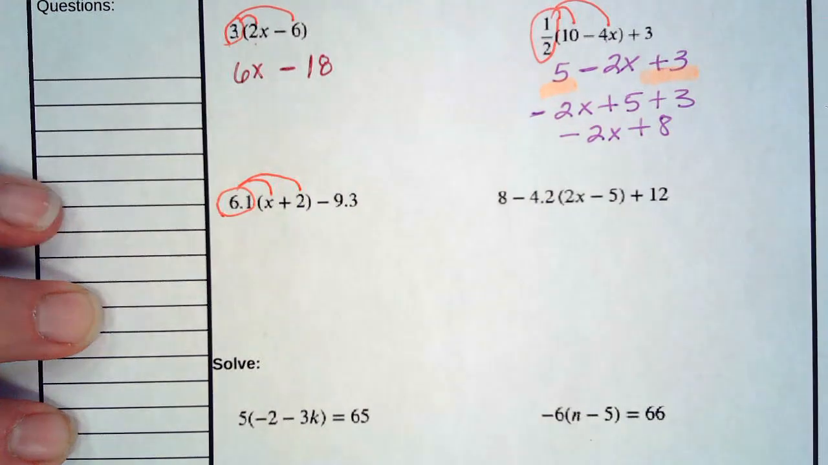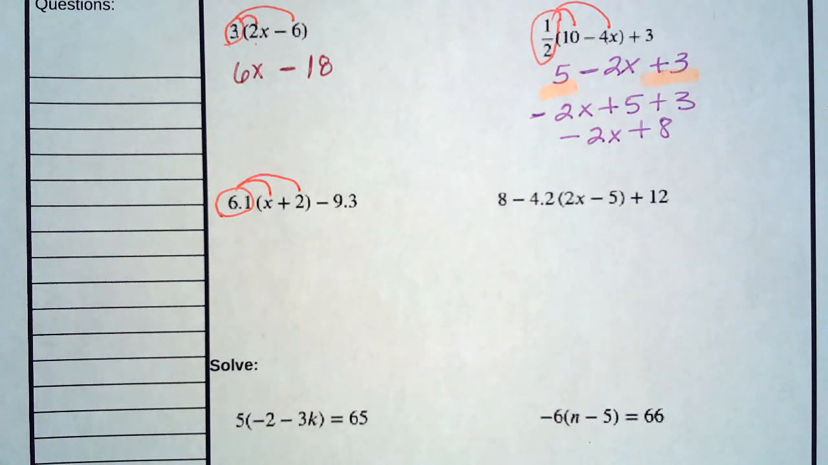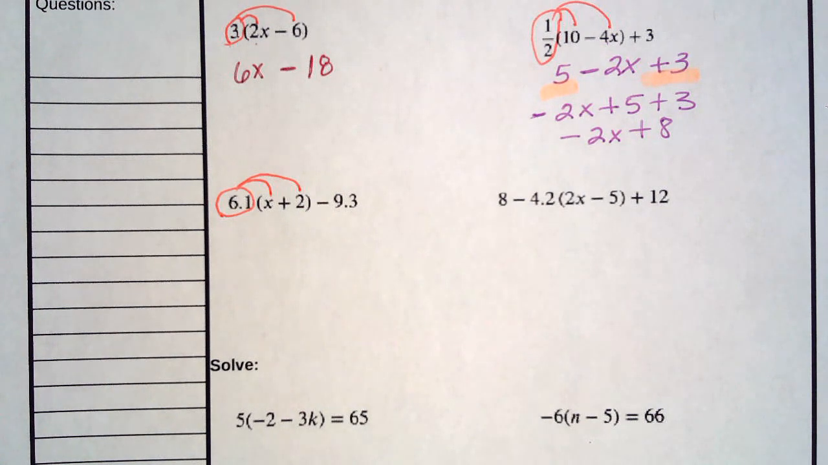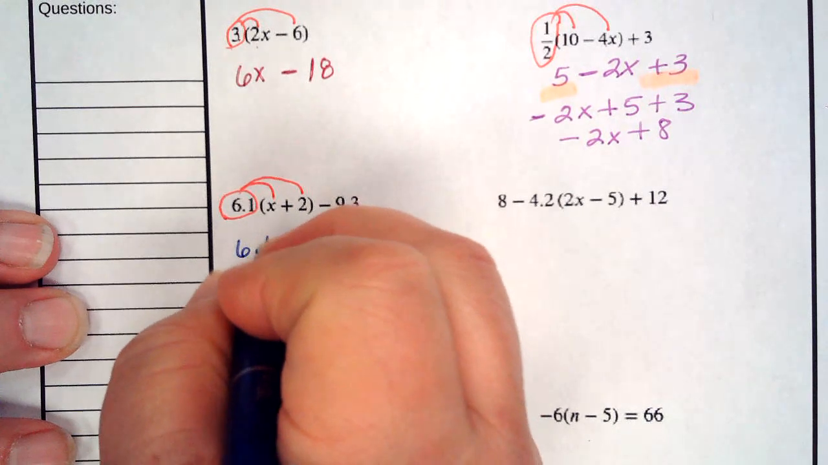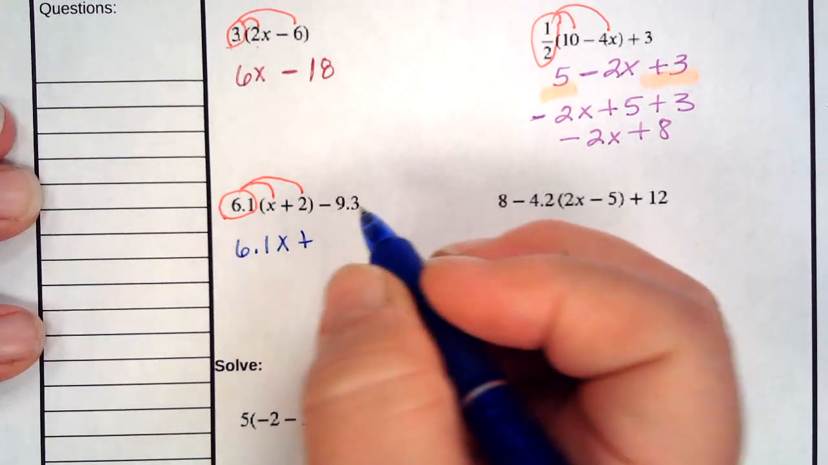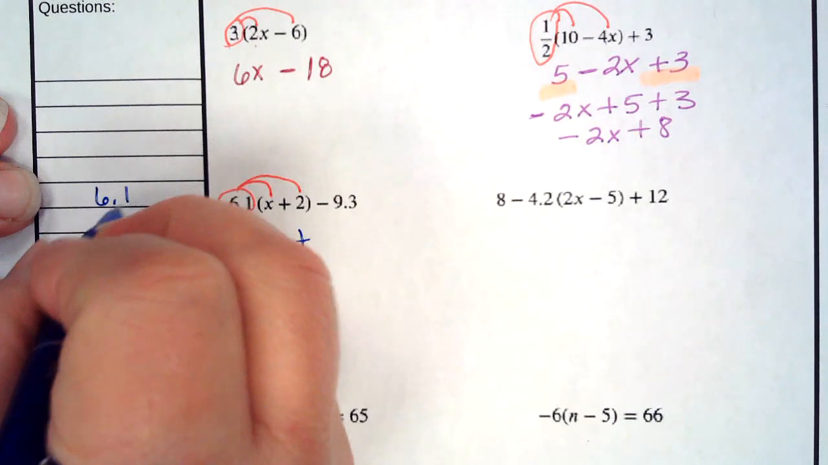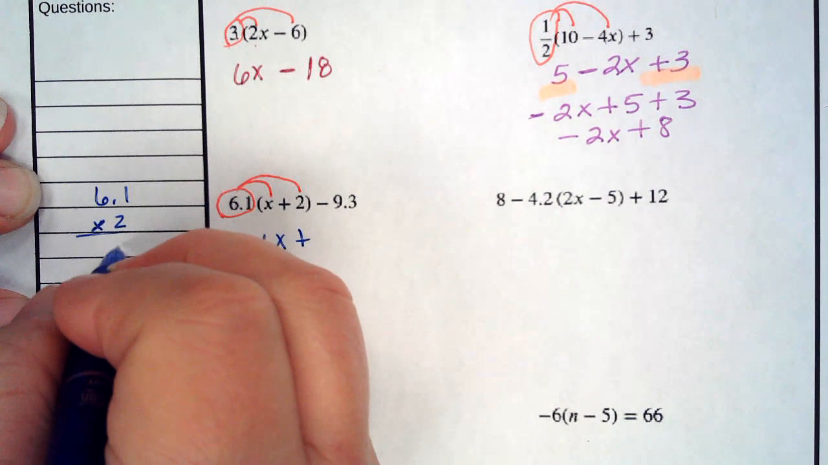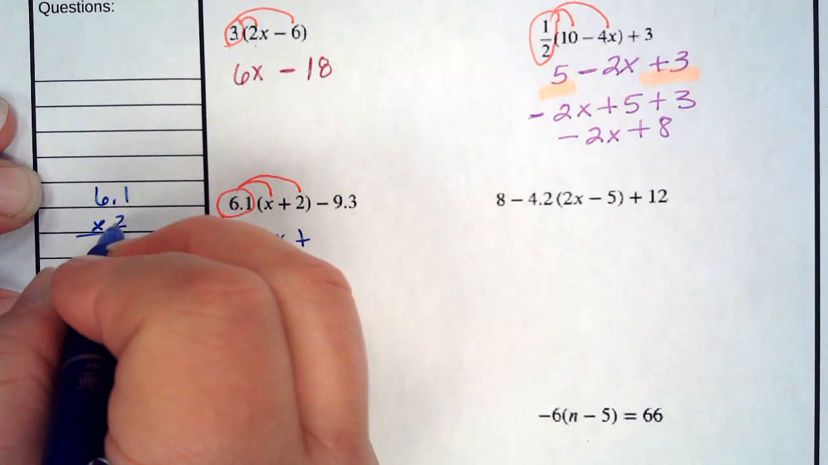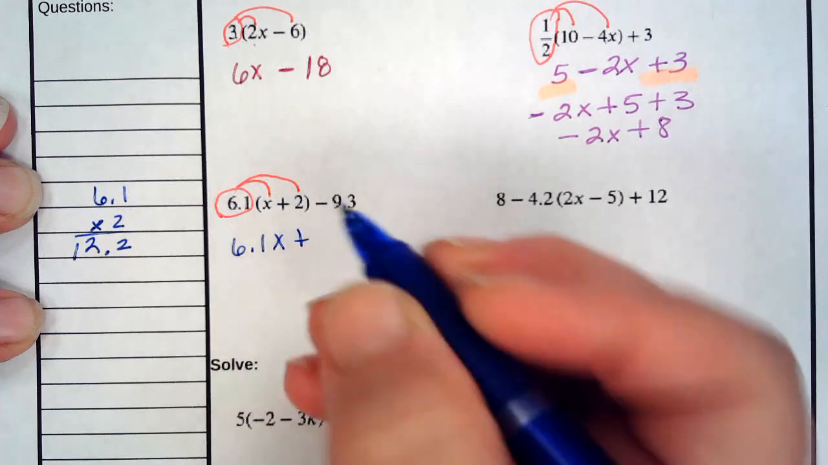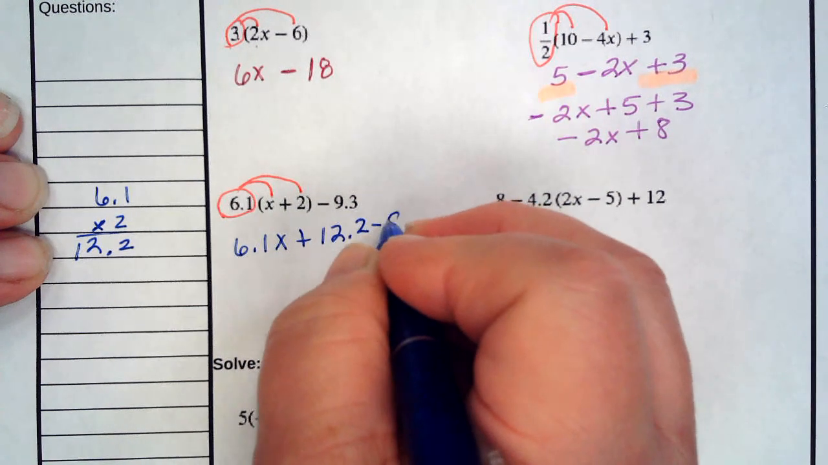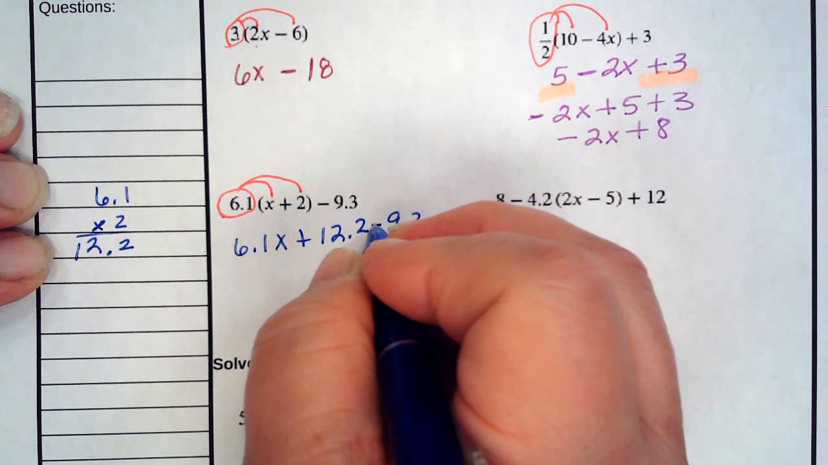Distribute. 6.1 times both of those. So 6.1 times x is 6.1x, plus 6.1 times 2. 2 times 1 is 2. Bring your point down. 2 times 6 is 12. So that's plus 12.2 minus 9.3.